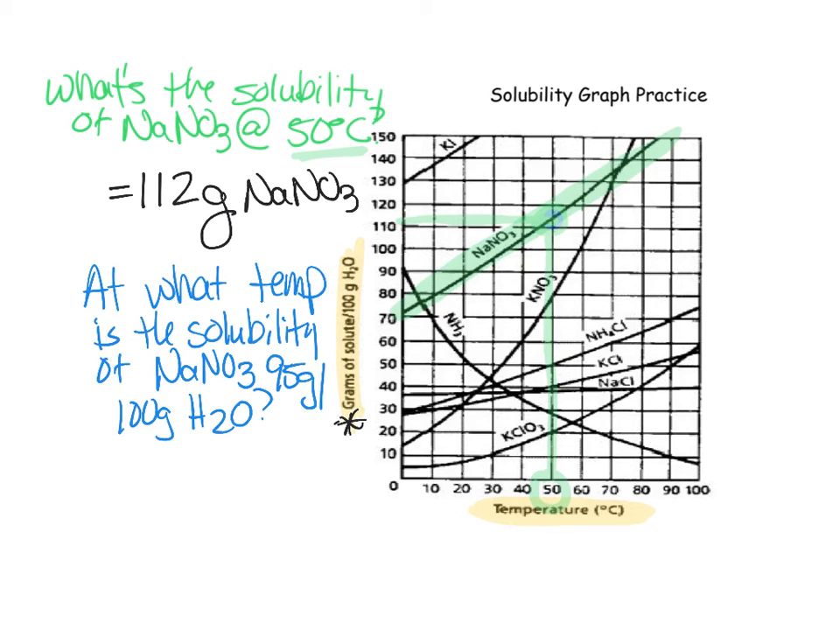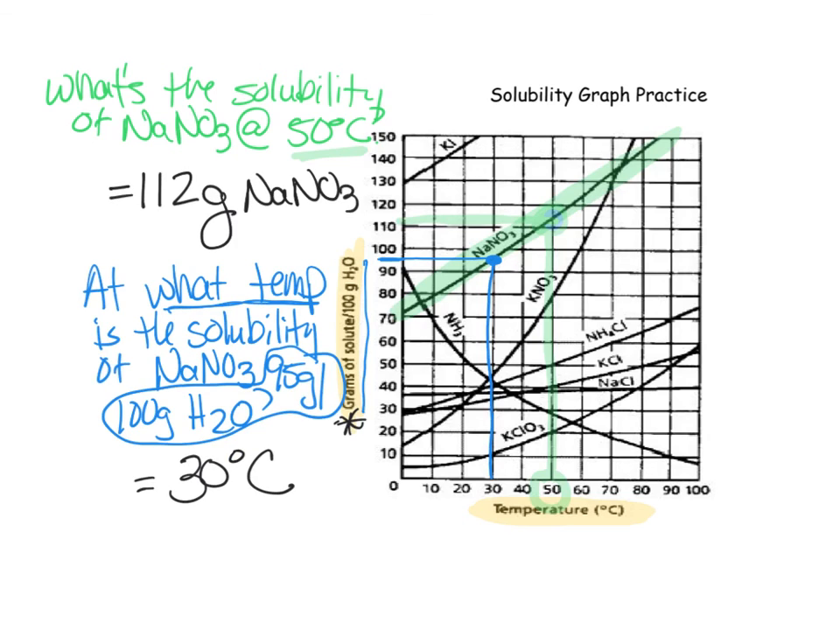This time we want to know at what temperature, so we are not going to look at temperature first. We're instead going to look at grams of solute first. We want to figure out where it's going to be 95 grams per 100 grams of water. So I'm going to go up here and find 95, right directly between 100 and 90. I'm going to bring that value over, and I see at this temperature it's going to be 95. If I drop down and see what temperature that is, my answer would be 30 degrees Celsius.